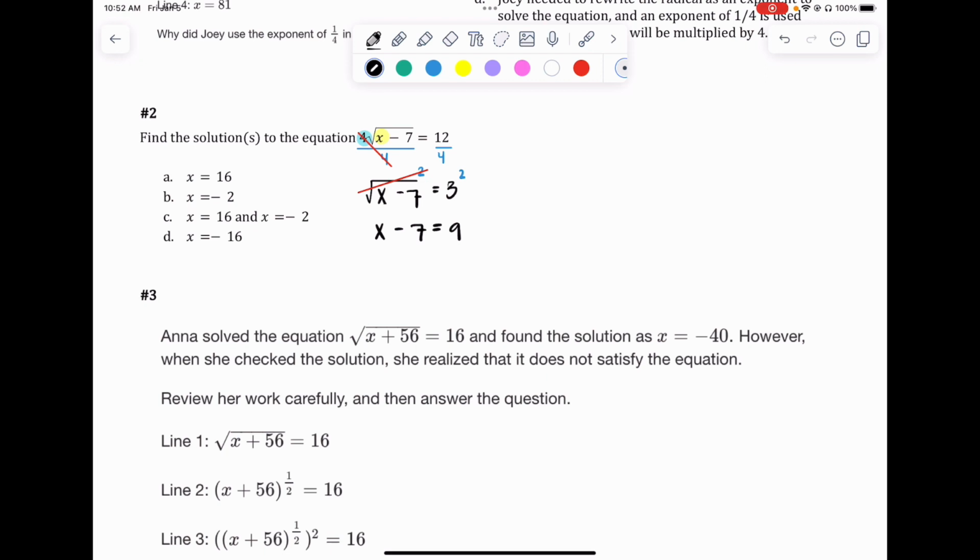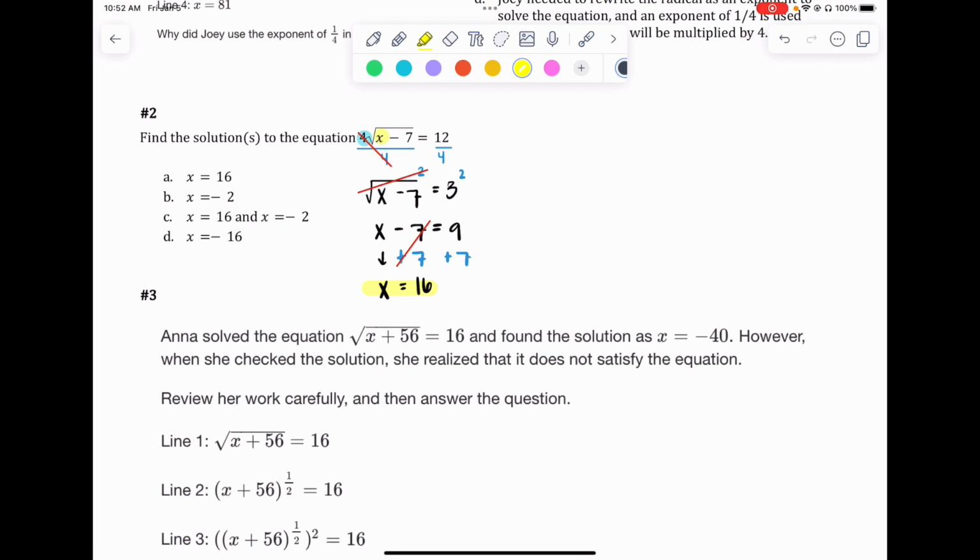And now I just want to get the x completely by itself, so I want to cancel out that minus 7 by adding 7 to both sides. I would bring down the x. The minus 7 plus 7 would cancel out, and then I'd be left with x equals 9 plus 7, so 16. So the final answer would be x equals 16.